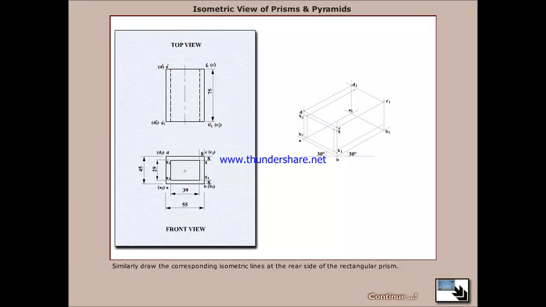Similarly, draw the corresponding isometric lines at the rear side of the rectangular prism. Darken the visible edges of the prism in the isometric view.